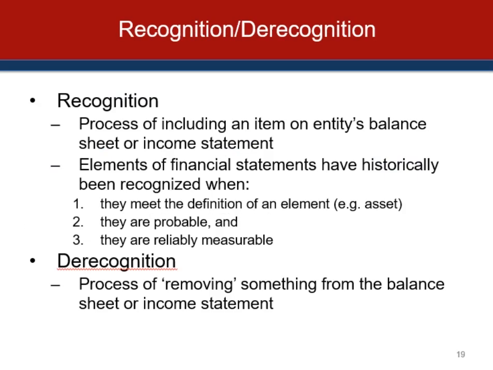So we have discussed the idea of recognition and derecognition. Recognition and derecognition refer to the timing in which we recognize things within the financial statements, within the balance sheet or the income statement. We traditionally recognize the elements when they meet the definition, when they're probable, and when they're reliably measurable. We derecognize them, and derecognition is the process of removing something from the balance sheet or income statement. We derecognize them when they no longer meet the definition requiring recognition.